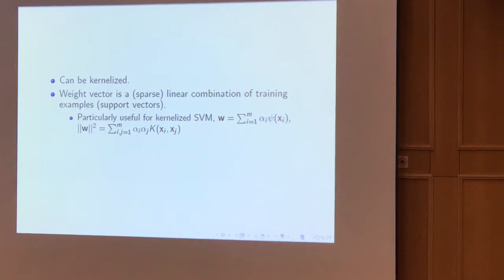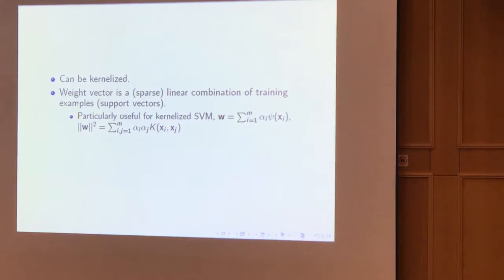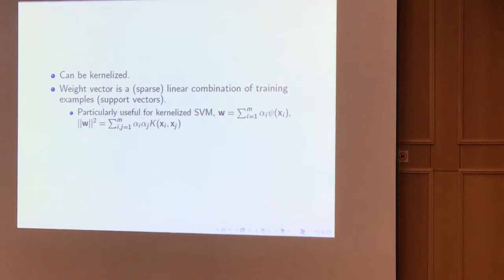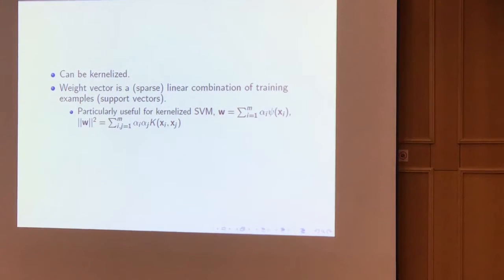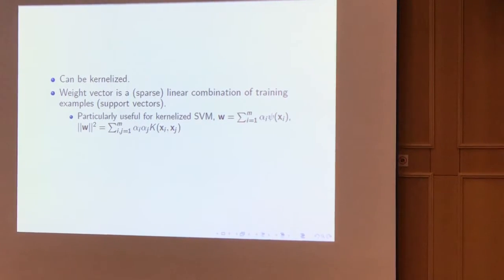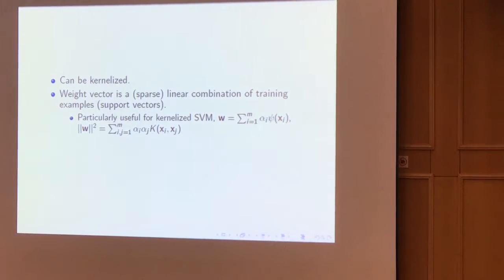It can be kernelized, and people often do that, but logistic regression not so often. Probably one reason is that the support vector machine gives a sparse solution, and that's useful because it speeds up your algorithm, both when you do training and optimization, as well as when you do classification. Sparse in what sense? In the sense that the weight vector is a linear combination of the features of a small number of training examples.